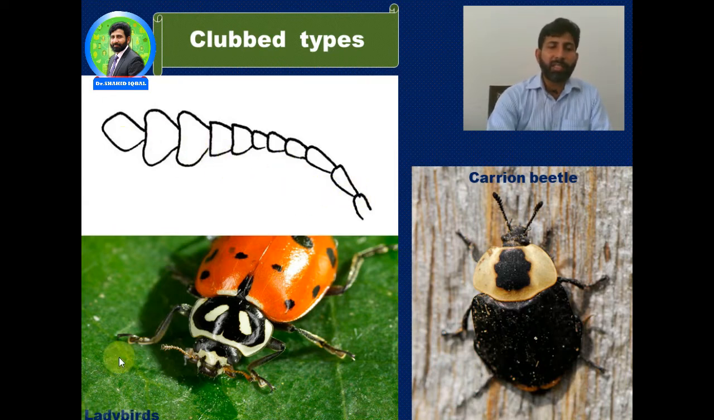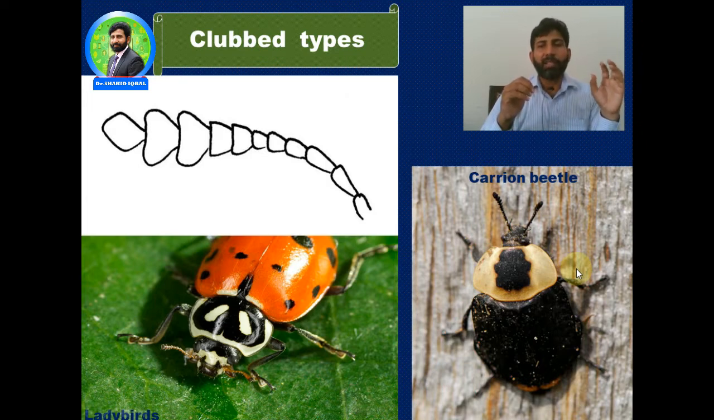This condition exists in the ladybird, which is very common, and it is also represented in the carrion beetle, the club type of beetle, in which the size and diameter of the flagellomeres gradually increase.